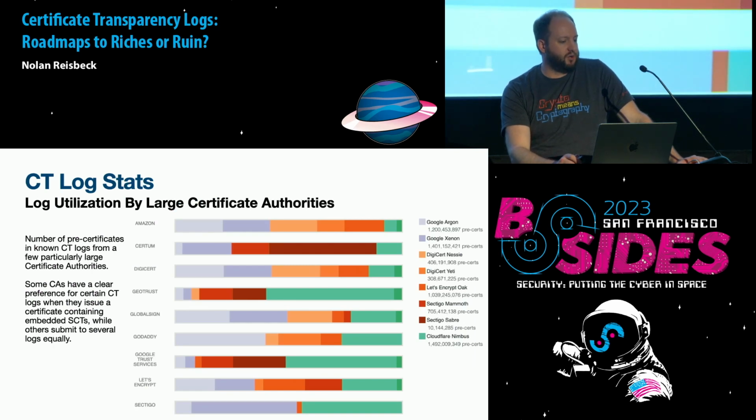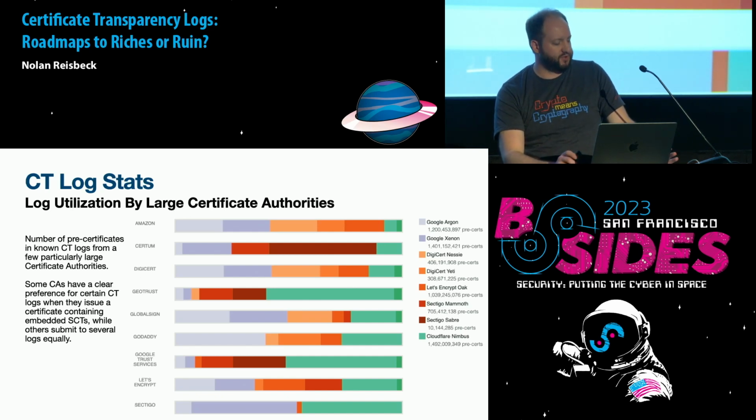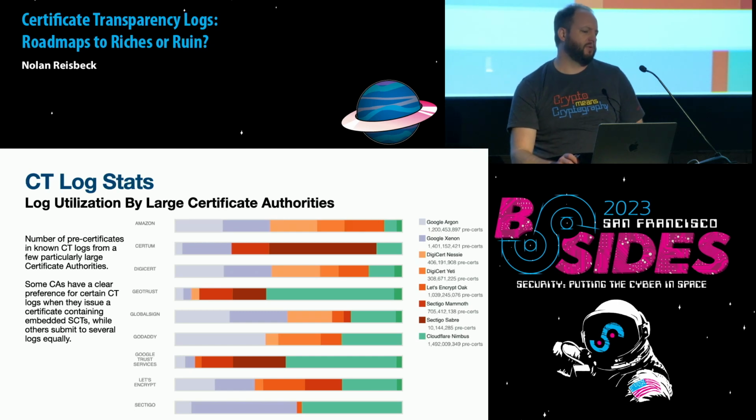And then this also shows the log utilization by large CAs. This is basically showing that some CAs prefer publishing to certain CT logs over others. And some of them are just round robin. They'll publish to all of them.